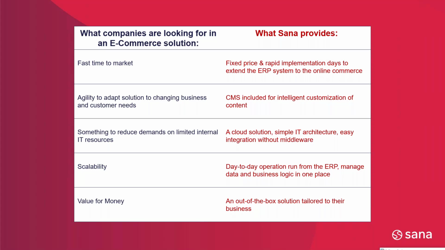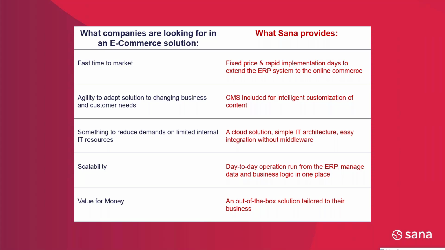Something to reduce demands on limited internal IT resources. It's a cloud solution, simple IT, everything's hosted on Azure. It's easily integrated without middleware, so it's plug and play, which means that, apart from getting Business One up to date, we've really got a simple go live product plan. Scalability as well. What happens if they change their ERP solution, or they upgrade, or anything happens to Business One? Not a problem. All the data and business logic will still get managed through there. And Sana will plug into all versions, because like I said, we're accredited with SAP and we work closely with them to make sure that our integration works smoothly.